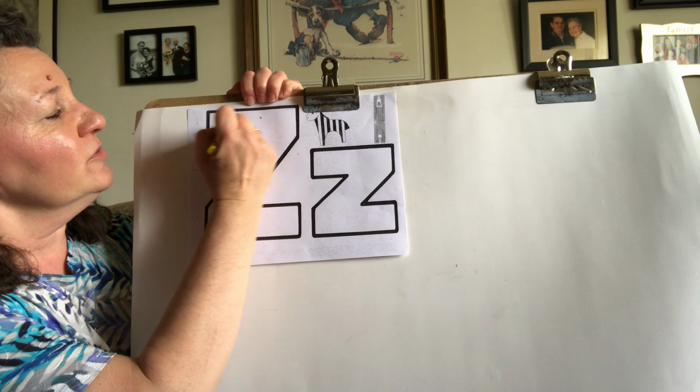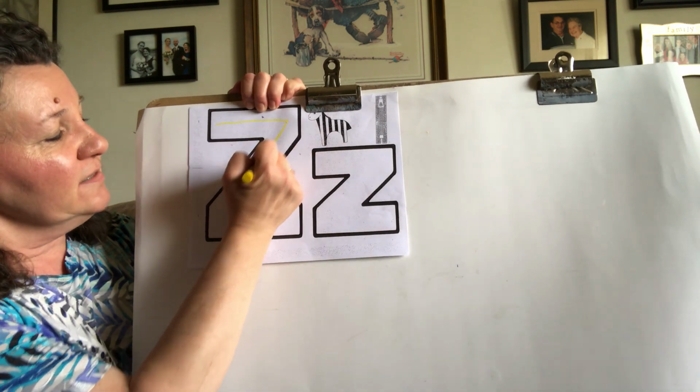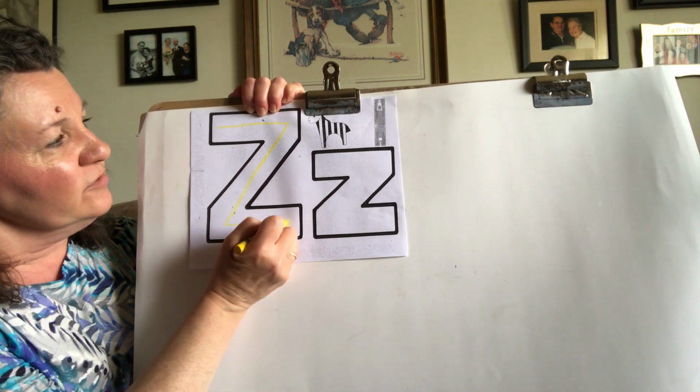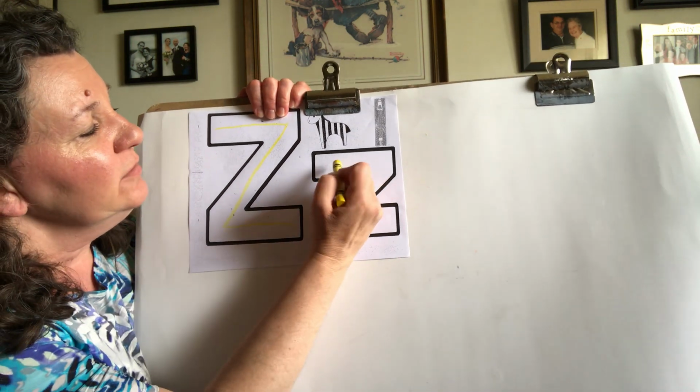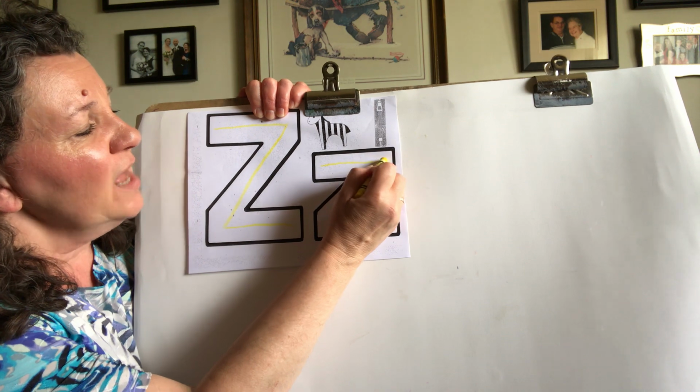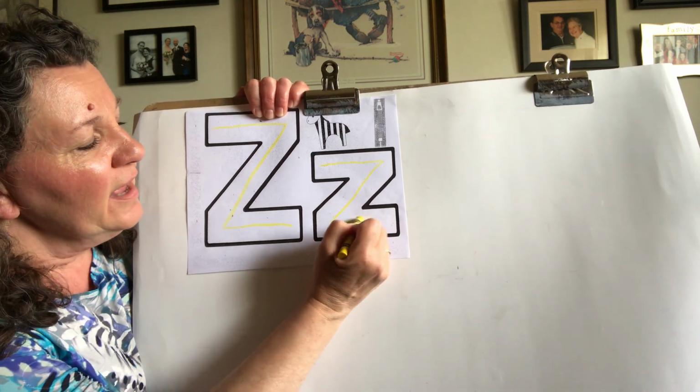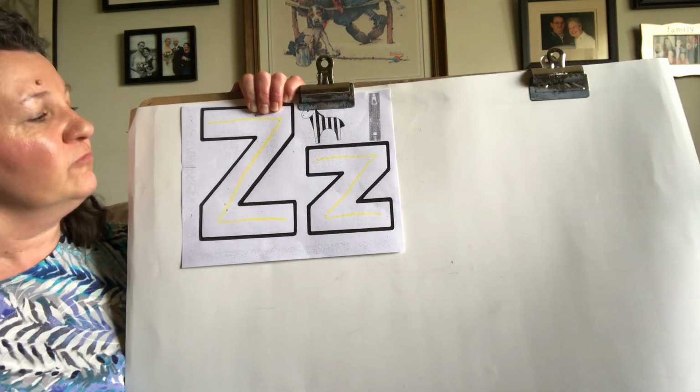Let's go across to the right, slant down to the left, and across to the right. Okay, that's our letter Z, our capital Z. Our lowercase Z goes the same way. Across the top, slant to the bottom, and across. Left, right, right, left, right.